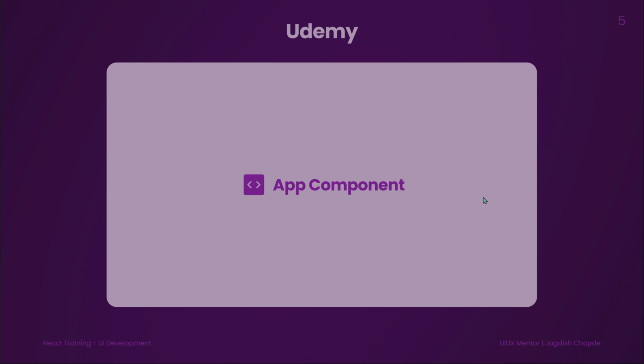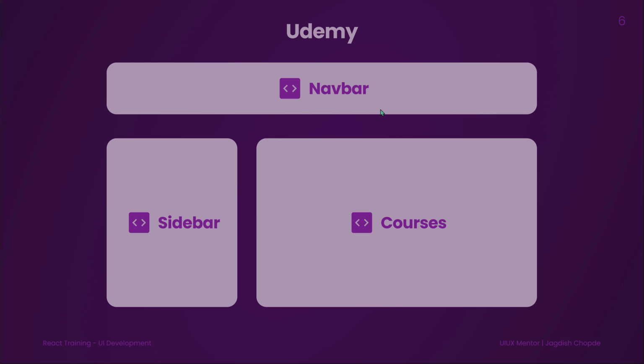Or we can create three different components. One for the navbar, one for the sidebar, and one for all the courses. Now this will boost the separation of concerns. This will ease the debugging and will reduce the maintenance.